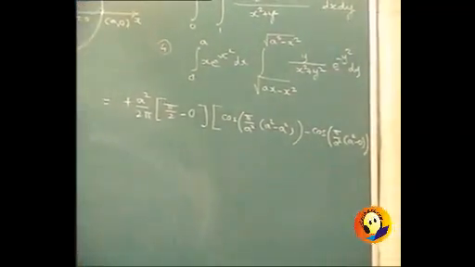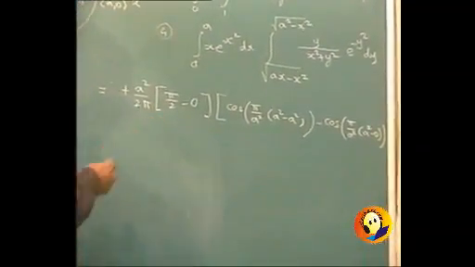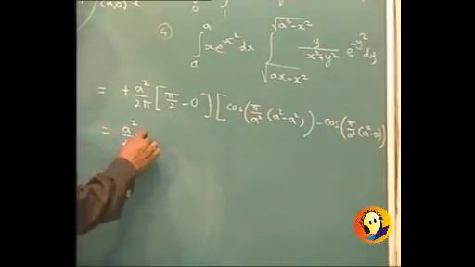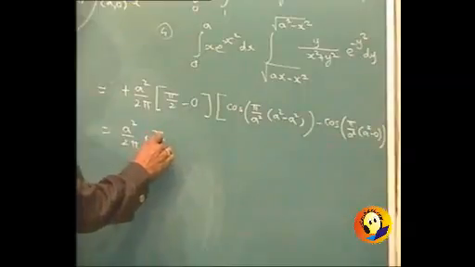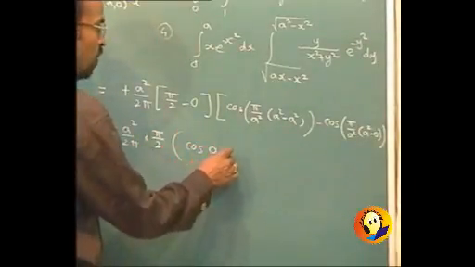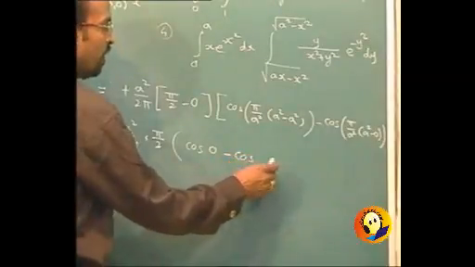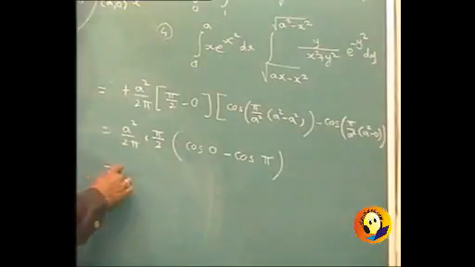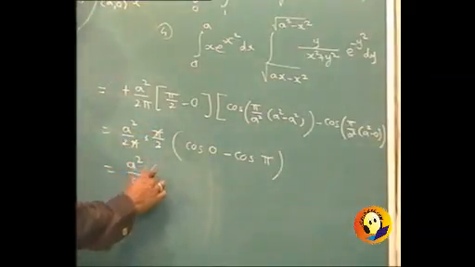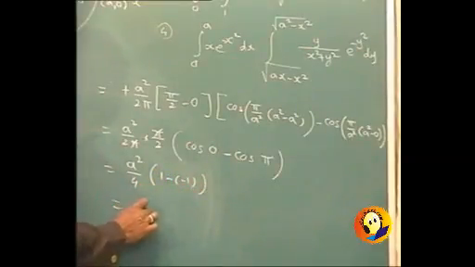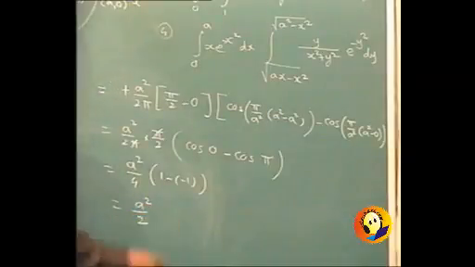As we substitute upper and lower limits, we get the answer in this form. So it will be a square upon 2 pi into pi by 2, that is first term, into bracket it will be cos of 0 minus cos of a square cancels pi. So 1 pi will cancel here. It will be a square by 4 into bracket 1 minus minus 1, which becomes 2. So final answer is a square by 2.